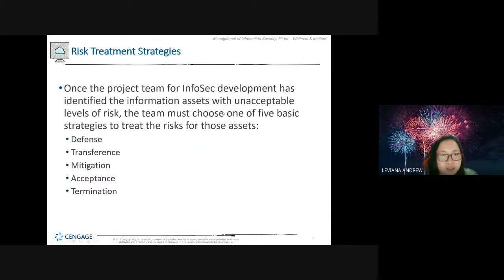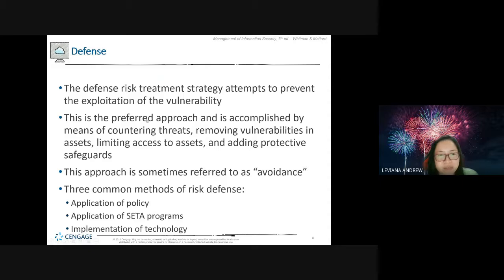There are 5 risk treatment strategies. Number 1, defense. Number 2, transference. Number 3, mitigation. Number 4, acceptance. And number 5, termination. The defense risk treatment strategy attempts to prevent the exploitation of the vulnerability. This is the preferred approach and is accomplished by means of countering threats, removing vulnerabilities in assets, limiting access to assets, and adding protective safeguards. This approach is sometimes referred to as avoidance.